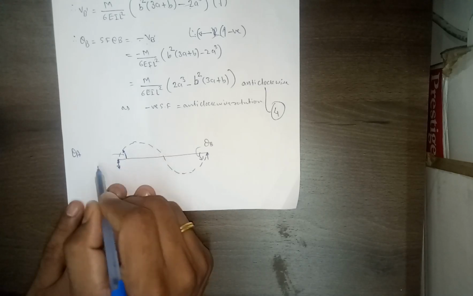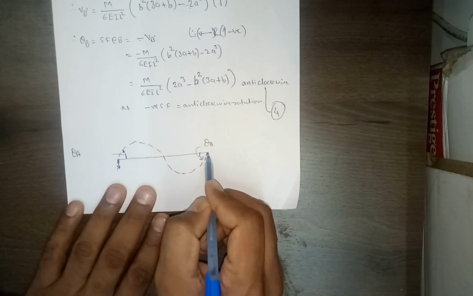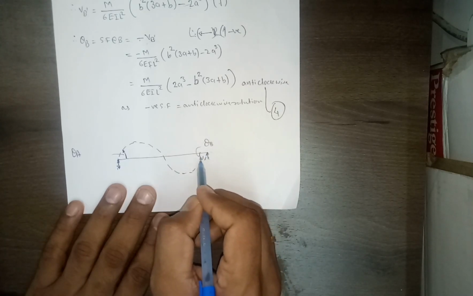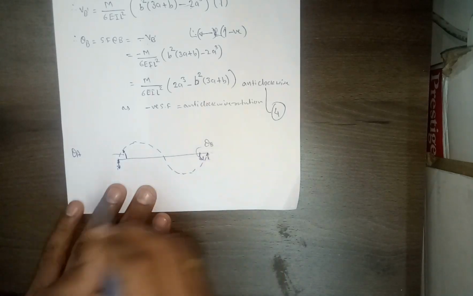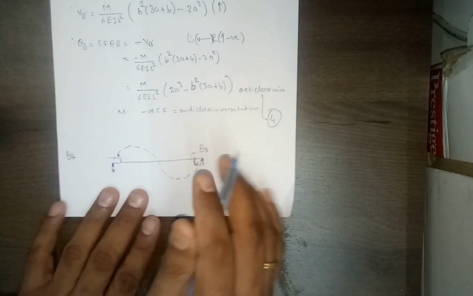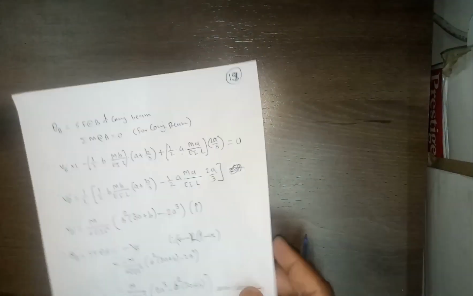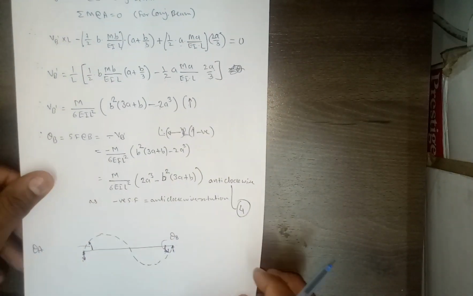Since this shear force was negative in the conjugate beam, here also the shear force at point B was negative in the conjugate beam. That's how this rotation is also anti-clockwise, right? Now this is like you have to calculate.